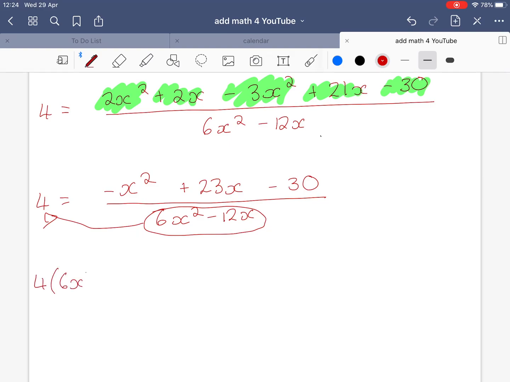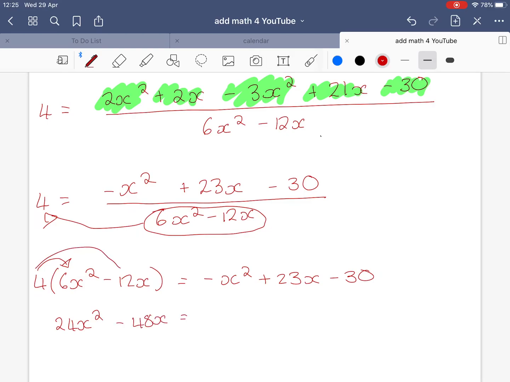So we want to do 4 times 6x squared minus 12x is minus x squared plus 23x minus 30. Going to expand this bracket, so 4 times 6x squared is 24x squared, and 4 times 12 is 48x. And this other side stays the same, so that stays as minus x squared plus 23x minus 30.